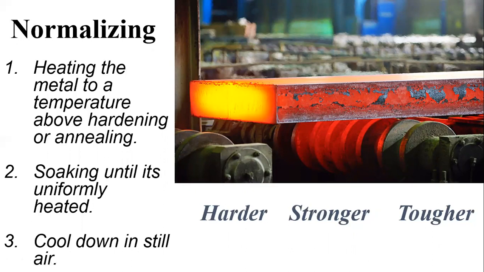Metal parts that will be subjected to impact, and parts that require maximum toughness and resistance to external stresses, are usually normalized. Normalizing is achieved by heating the metal to a specific temperature, which is always higher than either the hardening or annealing temperatures, then soaking the metal until it is uniformly heated and cooling it in still air. There's nothing much in that case.